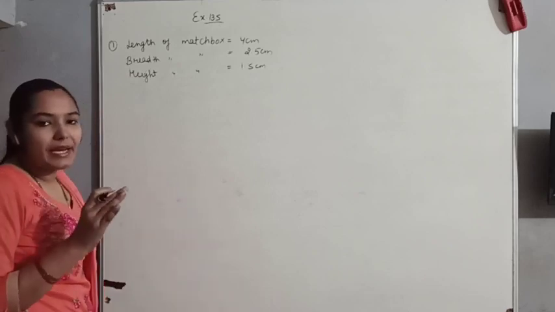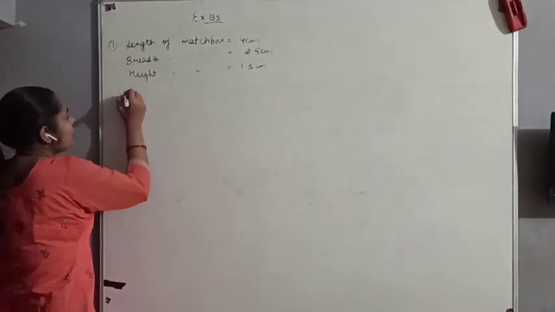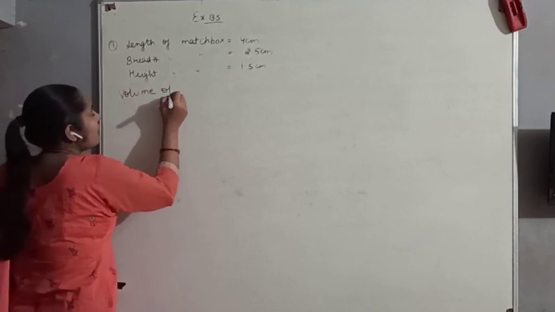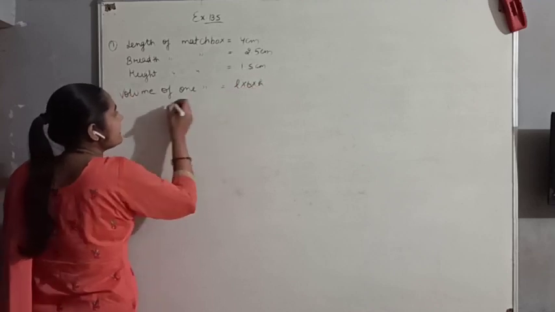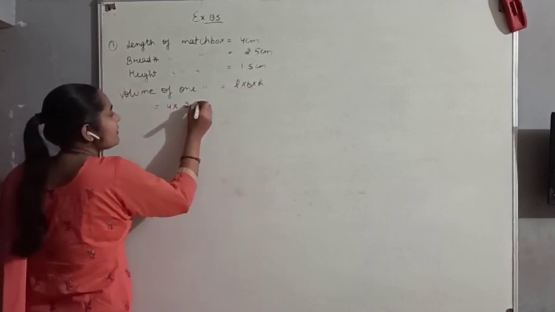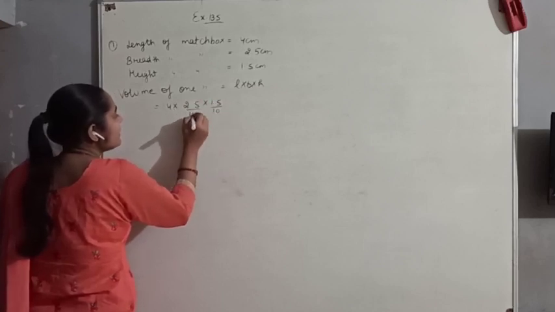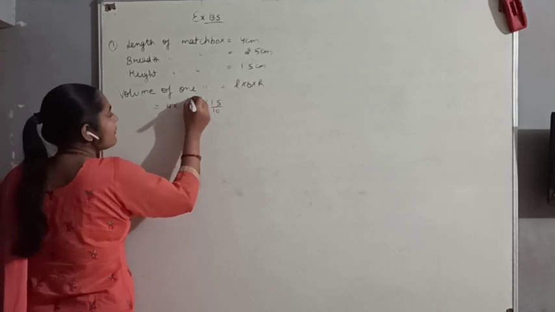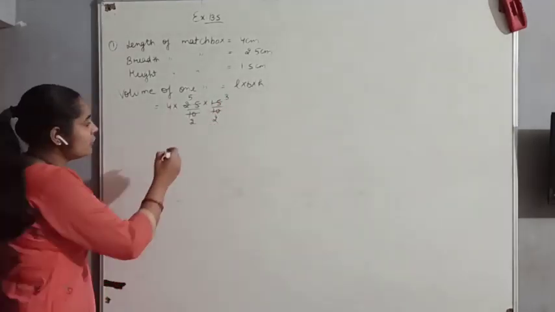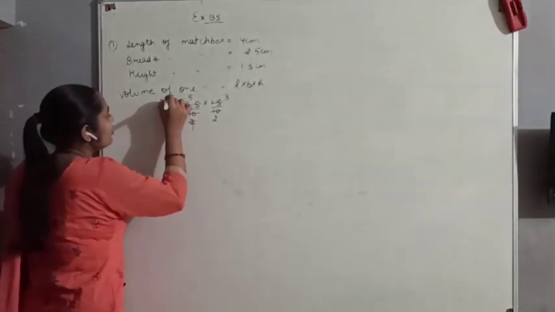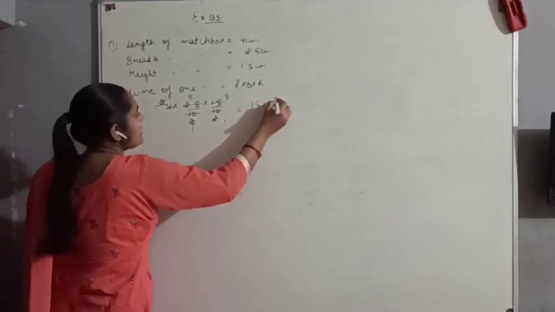आपको वॉल्यूम बतानी है एक पैकेट की जिसके अंदर इस टाइप के 12 बॉक्सेस हैं. तो फर्स्टली वी फाइंड वॉल्यूम ऑफ one matchbox, that is equal to length into breadth into height, that is equal to 4 into 2.5 into 1.5. 4 point divided by 10. 5 2s are 10, 5 5s are 25, 5 3s are 15, 5 2s are 10, 2 1s are 2, 2 2s are 4, 2 1s are 2. That is equal to 5 into 3, 15 cubic centimeter.